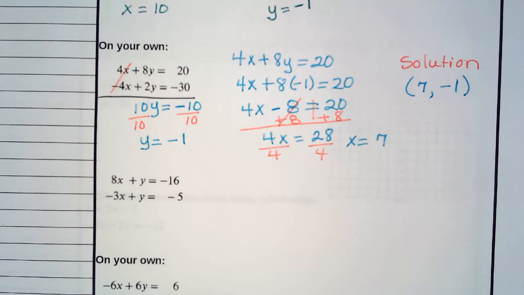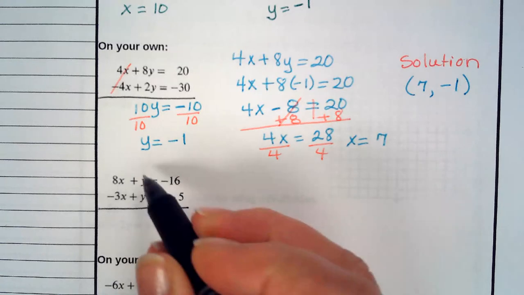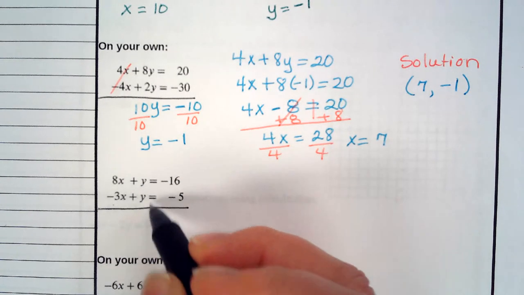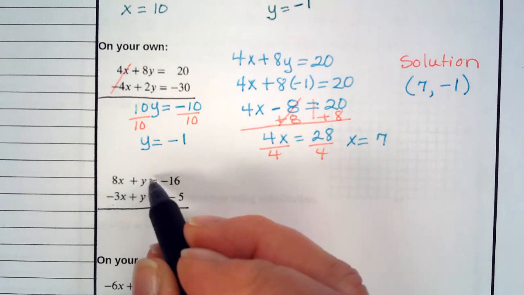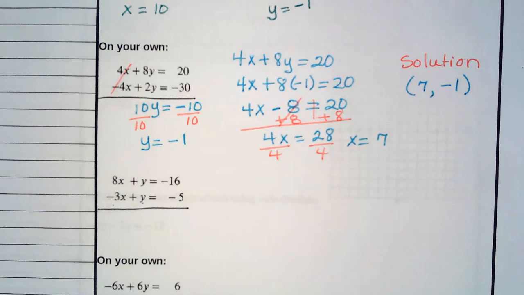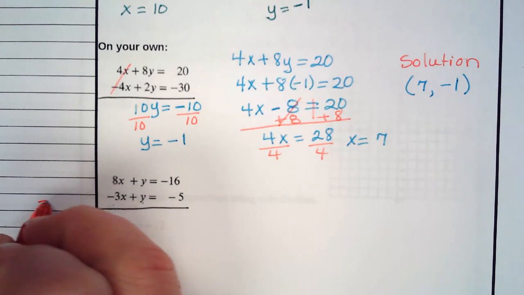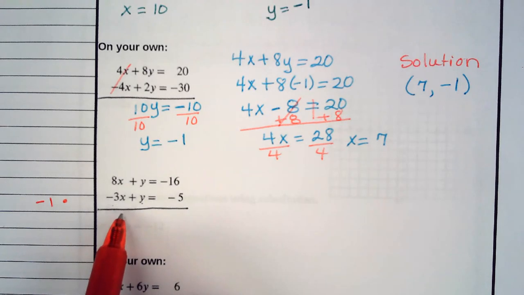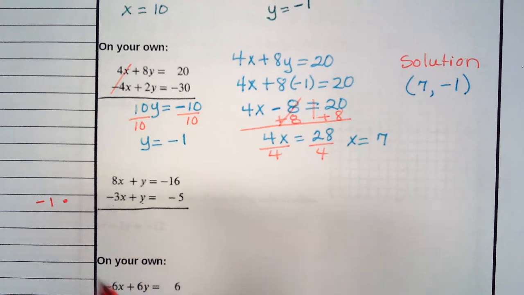Okay, for the next one, we'll work on it together because there are no opposites. So as I'm looking at this, the 8x and negative 3x, there's no way to create opposites easy. Y, positive y and positive y. I can easily create opposites by scaling that second equation. I'm going to multiply everything by a negative 1.